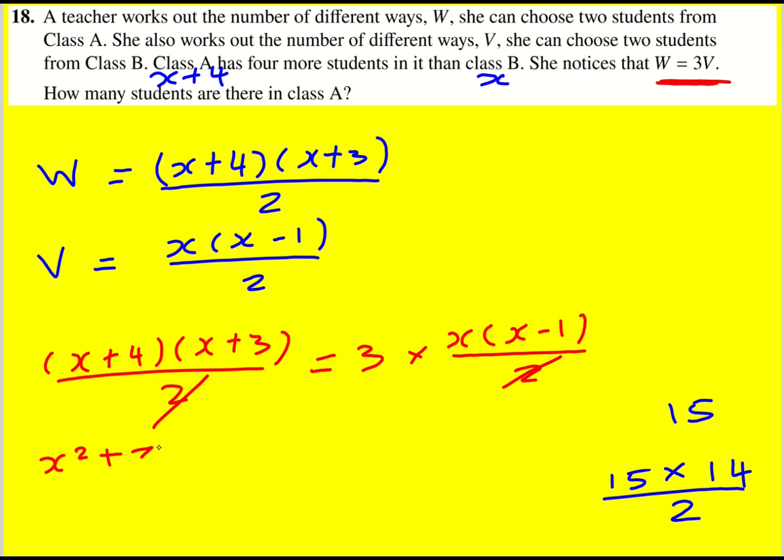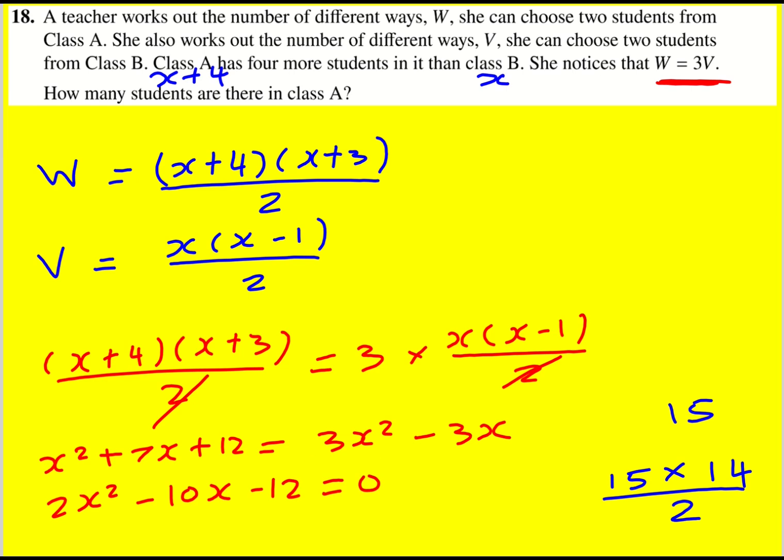X squared plus 7X plus 12 is going to equal 3 lots of X squared minus 3X. That'll be 3X squared minus 3X. That will give me 2X squared. I'm now subtracting these terms on the left from both sides. 2X squared minus 10X minus 12 equals 0. Got a quadratic to solve, can divide through by 2. That's our common factor. X squared minus 5X minus 6 is equal to 0.